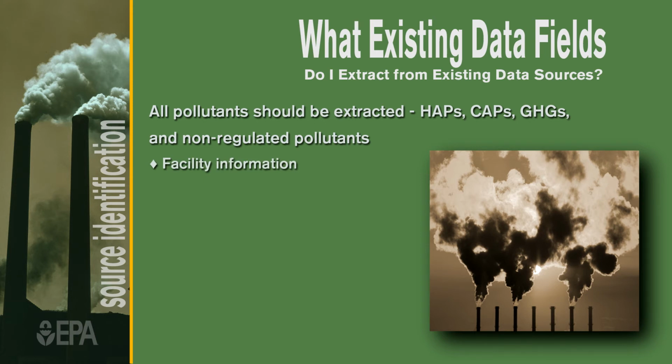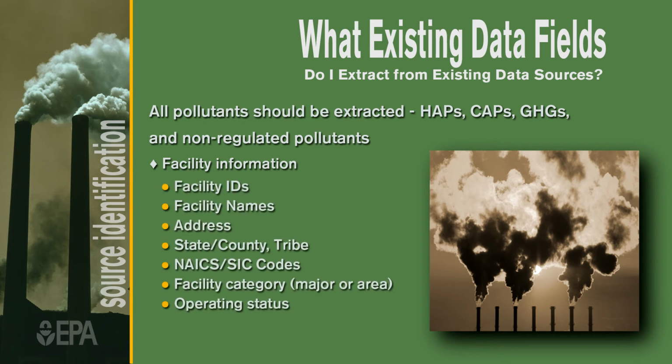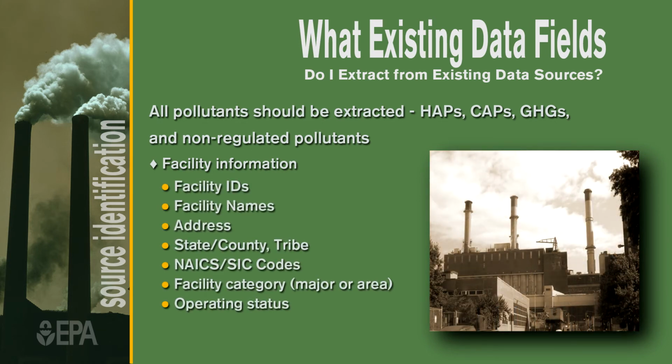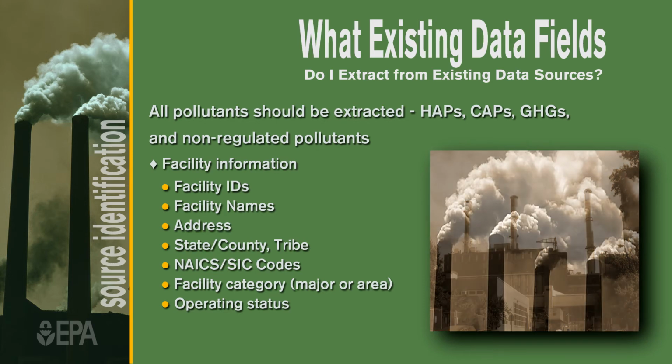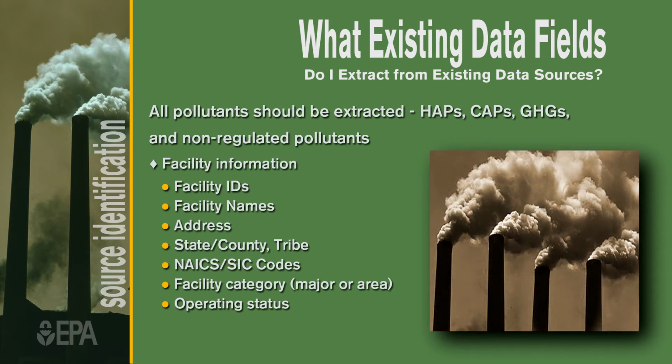So the first thing that we need is facility information. This information includes facility IDs. We need state facility IDs. We need Federal Registry System IDs that EPA maintains for all facilities, or FRS IDs. We need NEI IDs, TRI IDs. If you have AFS IDs from permitting files, we need to include those.